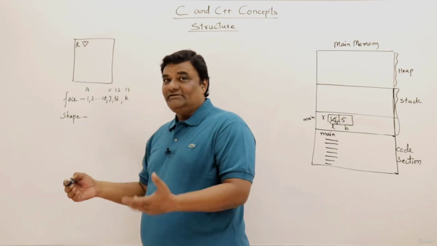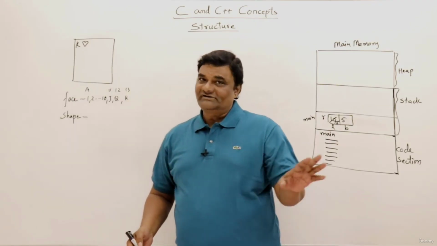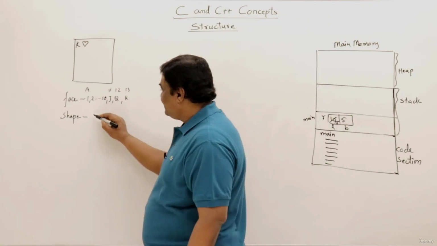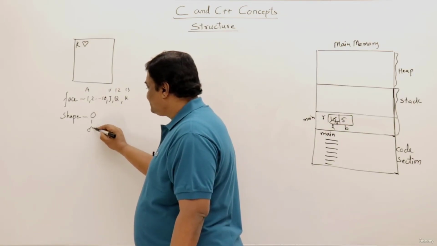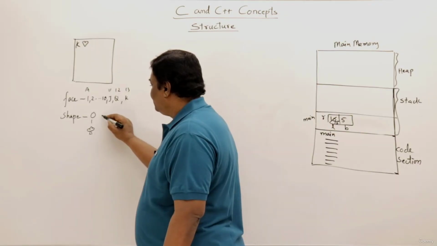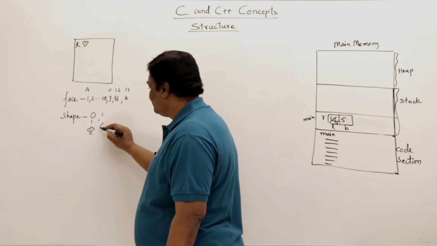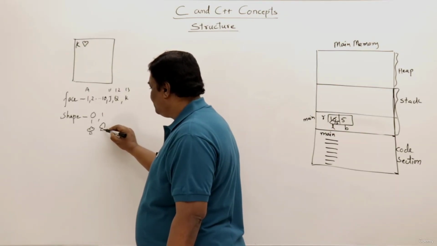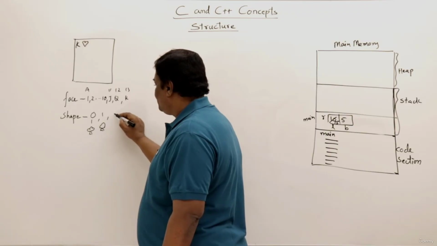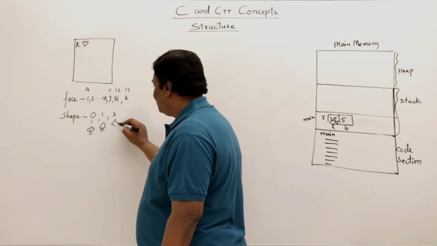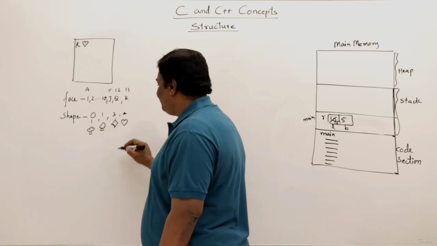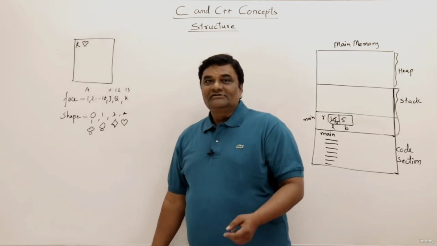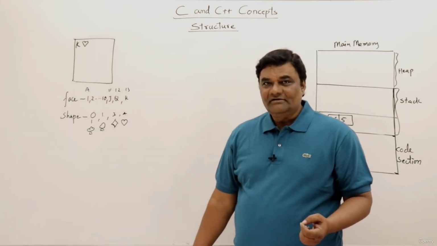So let us define those shapes in terms of codes. We'll give codes for them. Let us say 0 is for club. So this club will be like this, right? And 1 is for spade. So this is spade, all right? Then 3 is for diamond. Let us take it as diamond. And 4 is for hearts. So let us define these as shapes. So for each shape, I have given a number.